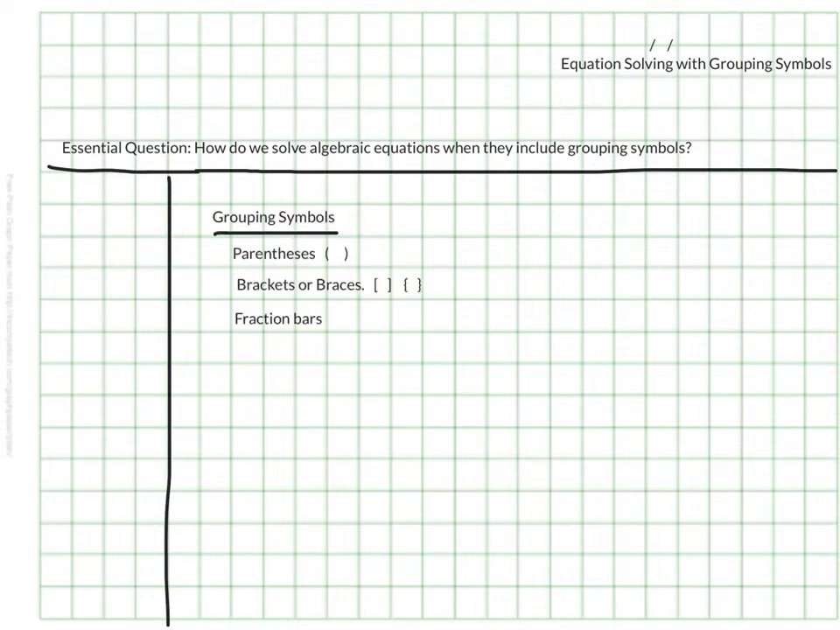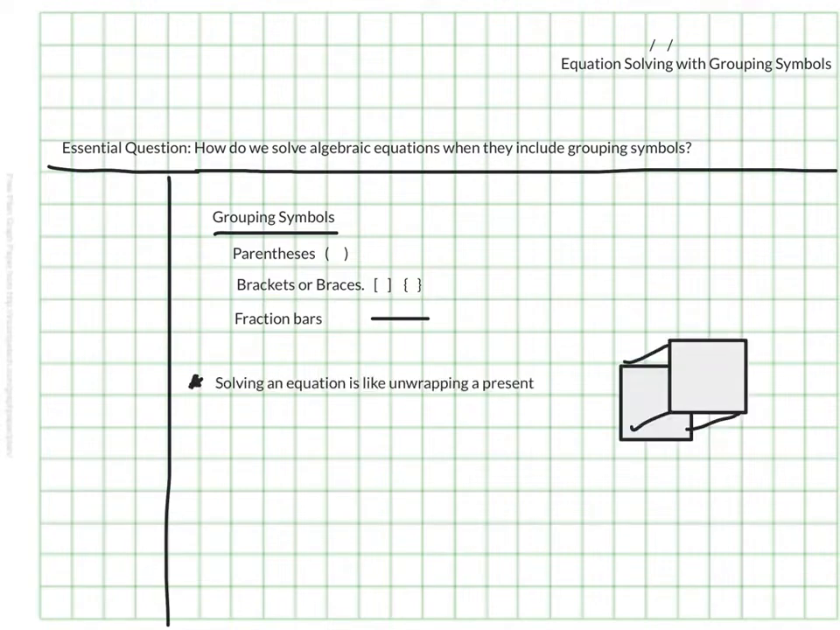Grouping symbols are anything that tell us to do a whole bunch of the work in order of operations inside before moving on to the next operation. So things like parentheses, the P in PEMDAS, brackets or braces, or fraction bars, where we have something on top and something below, and we have to do everything on top before we move on.